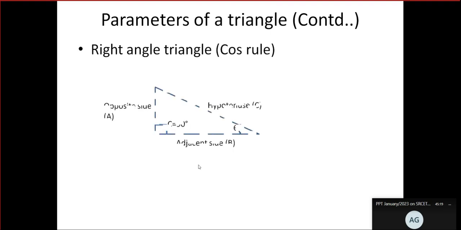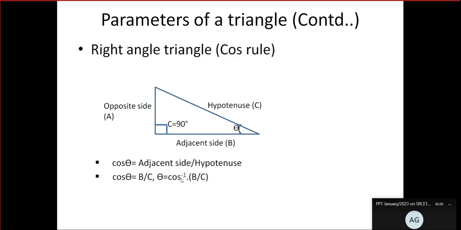Then this is the cos rule. The cos rule relates the hypotenuse, the angle and the adjacent side. So cos theta is equal to adjacent side by hypotenuse, so cos theta is equal to B by C. If you want to find out B, knowing C and the angle, B is equal to C cos theta, and C equals B by cos theta if C is not known and B is known. So this is our cos rule.